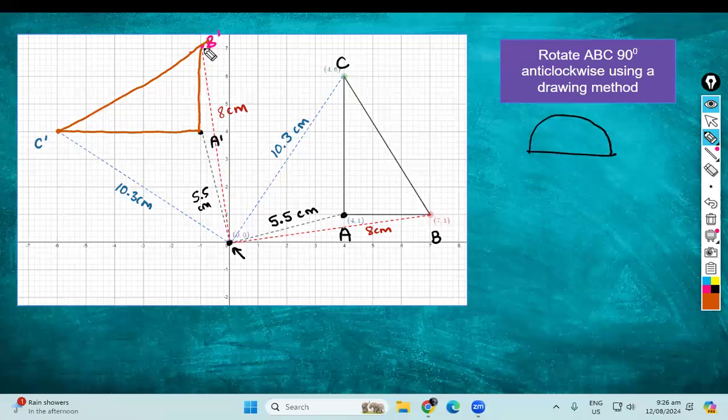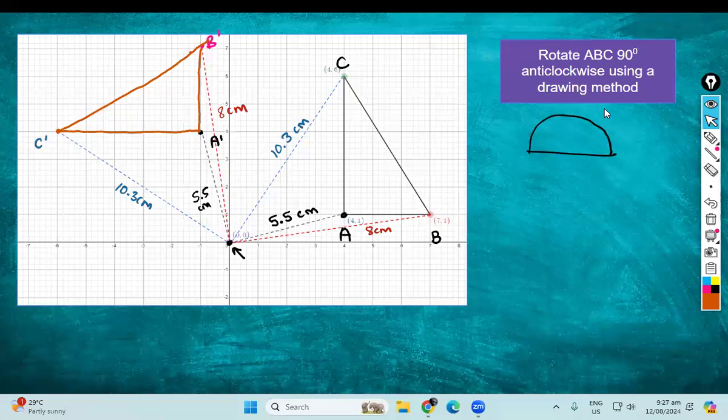Now, which one do you think is going to be easier, the drawing method or the matrix method? Which one do you think is going to have fewer mistakes? The matrix method. That's going to be the easier one, because I could see students not drawing the straight line properly, measuring the length wrong, and then not measuring that 90 degrees perfectly.